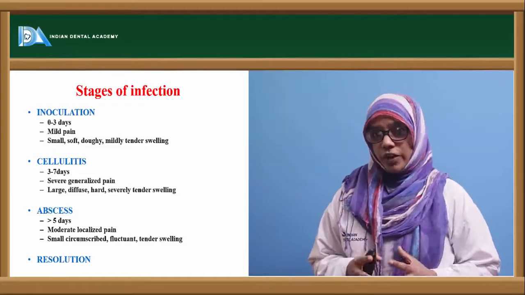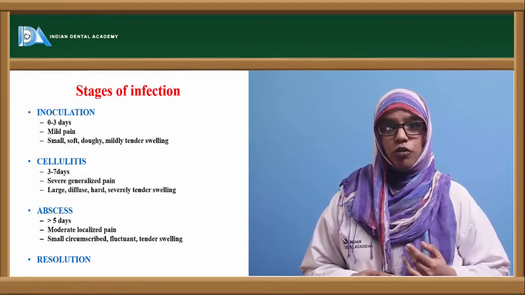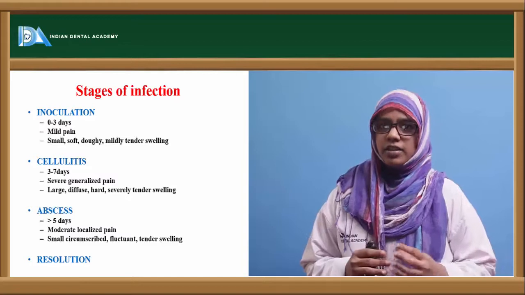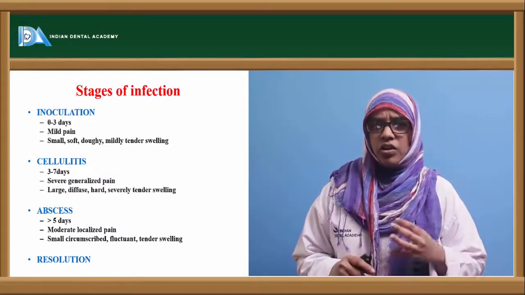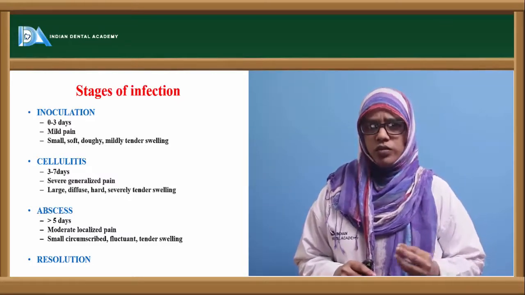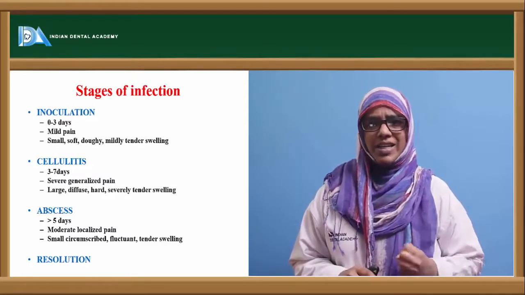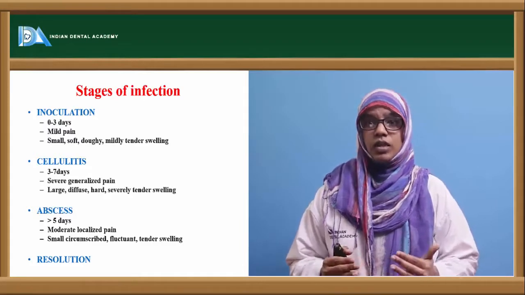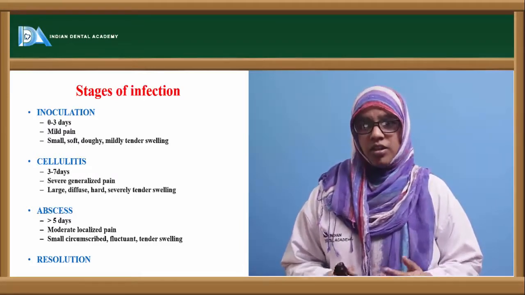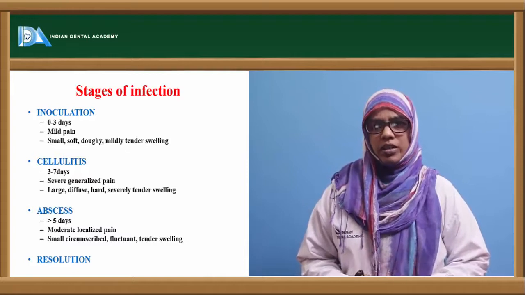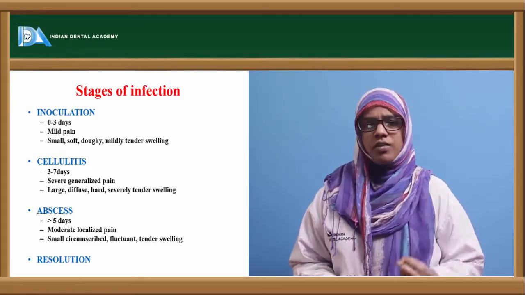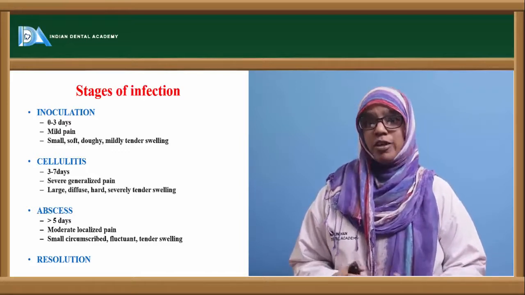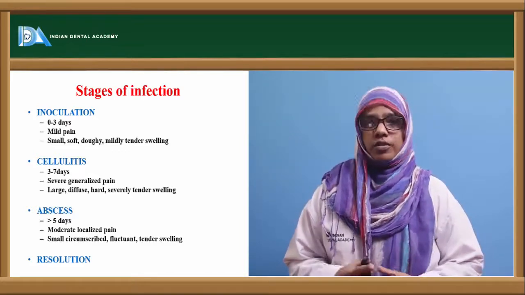The stages of infection consist of 4 parts, the first being inoculation. It starts from the first day till the 3rd day, when seeding of the bacteria takes place, resulting in mild pain, and a soft, small, doughy, mildly tender swelling will be present. If not treated, this can result in cellulitis by the 3rd to 7th day, wherein there is severe generalized pain and a large, diffuse, hard, severely tender swelling. Cellulitis, if not treated, will progress into abscess after more than 5 days.